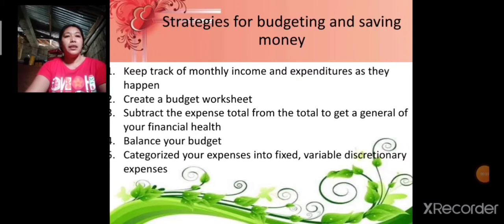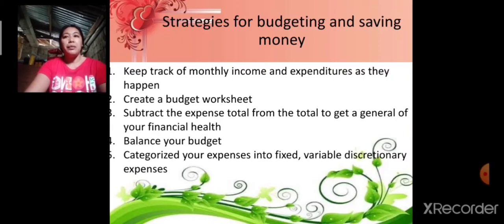Strategies for budgeting and saving money. First step is keep track of monthly income and expenditures as they happen. Number 2, create a budget worksheet. Number 3, subtract the expense total from the total income to get a general view of your financial health. Number 4, balance your budget. And number 5, categorize your expenses into fixed, variable, and discretionary expenses.